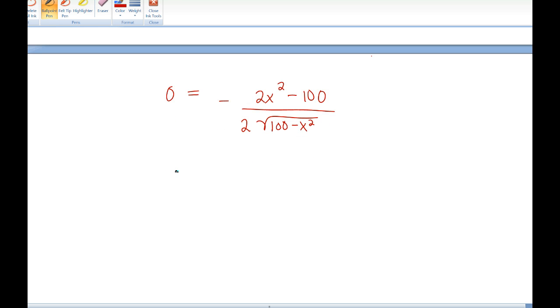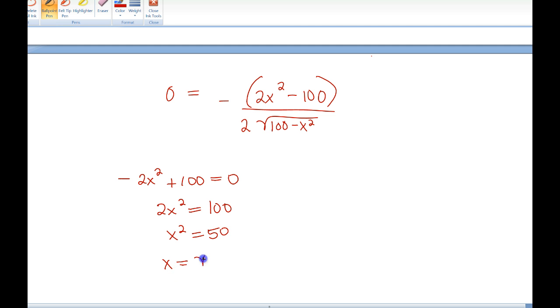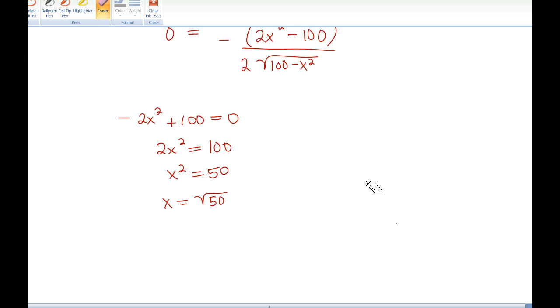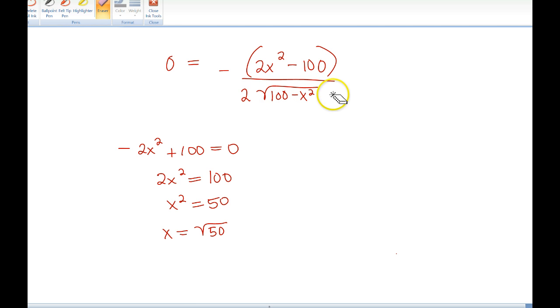If we set this equal to 0, we get critical points. That would be negative 2x squared plus 100 equals 0. So 2x squared equals 100, x squared equals 50, so x equals square root of 50. We don't need to worry about where it's undefined because that gives us x equals 10, and that doesn't make sense since the hypotenuse is 10, so the leg has to be smaller than that. Now we are trying to maximize that area.